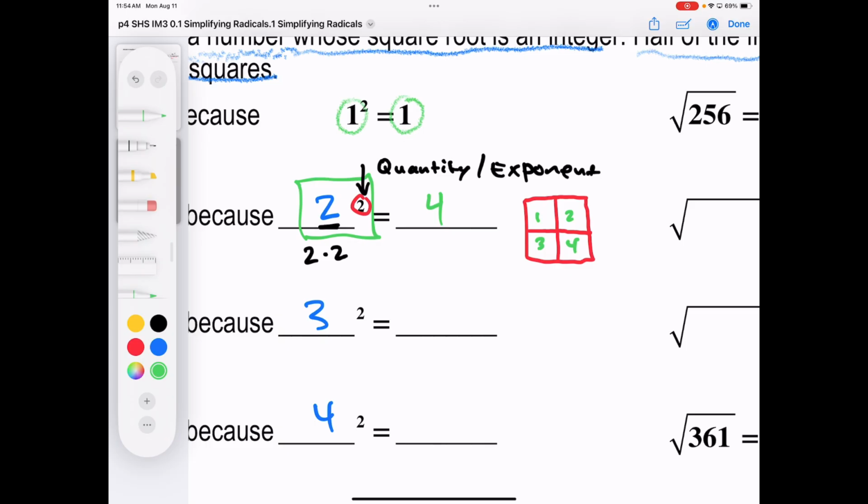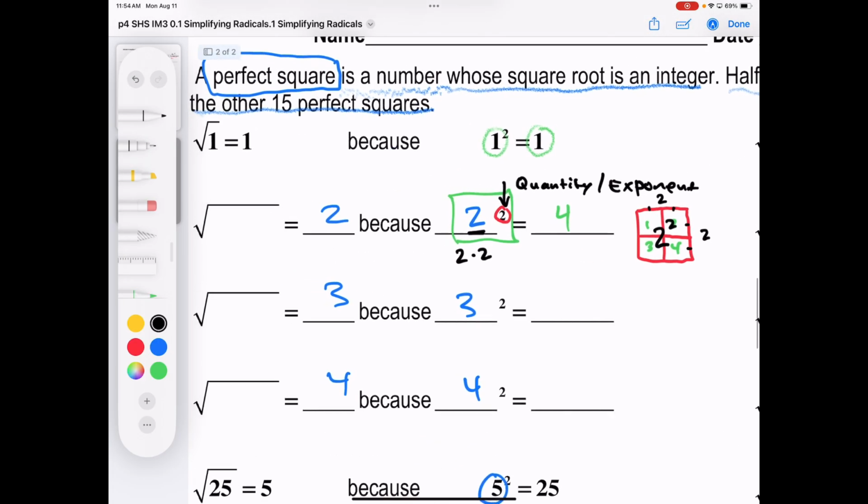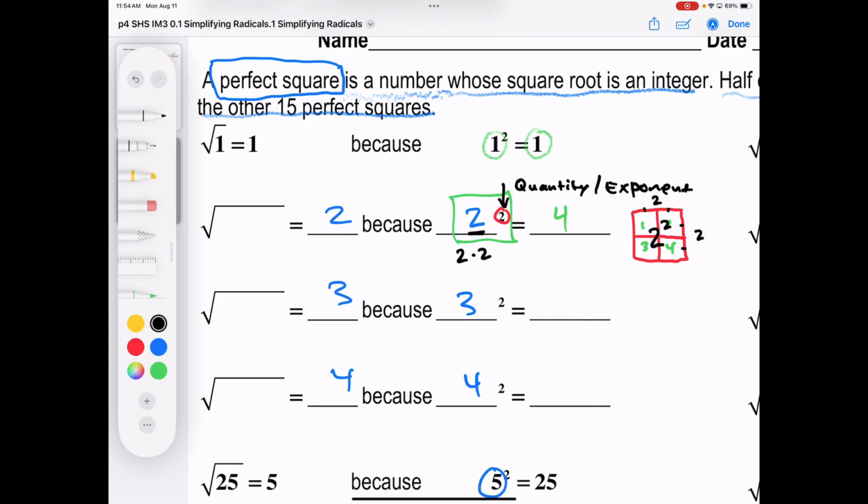But if you count the sides, 1, 2. That means it has a side length of 2. And this side also has a side length of what? 2. Oh, that means if you write them together, they call this 2 squared. That's why we call it squared. Anything has a power of 2, okay? So, what does that mean for the square root? 4 can be written as 2 times 2.